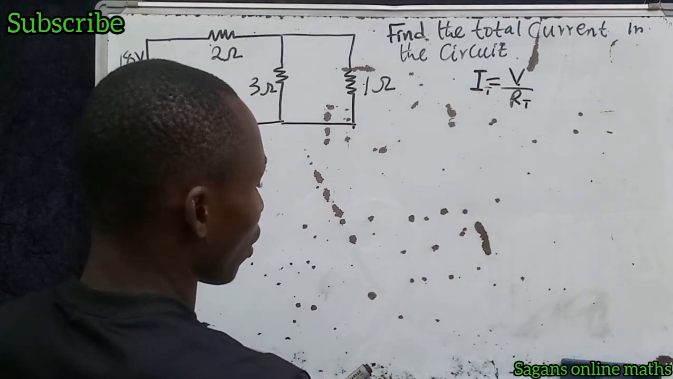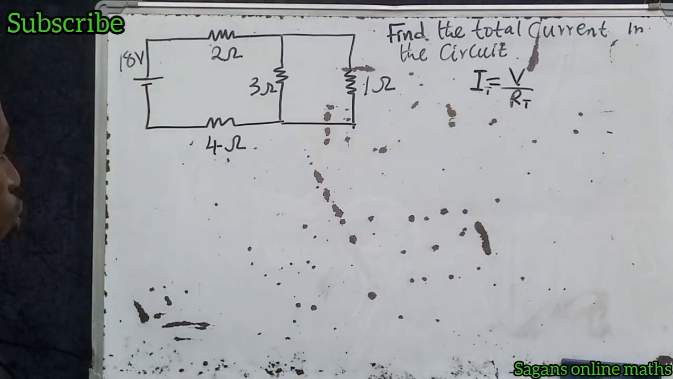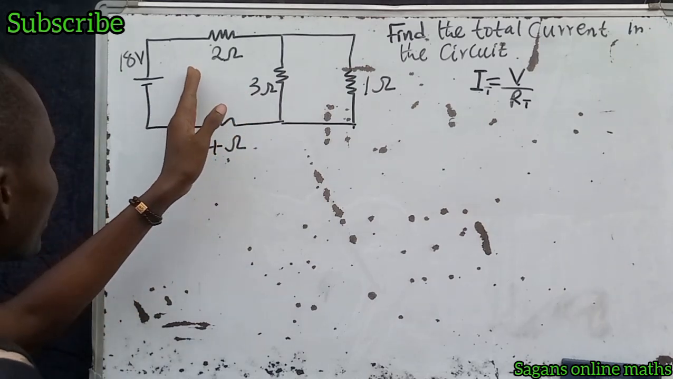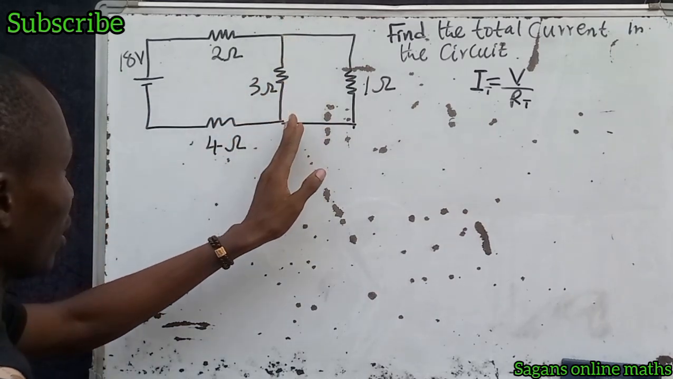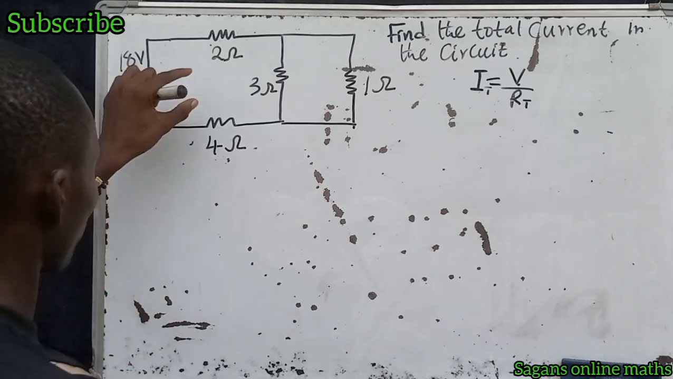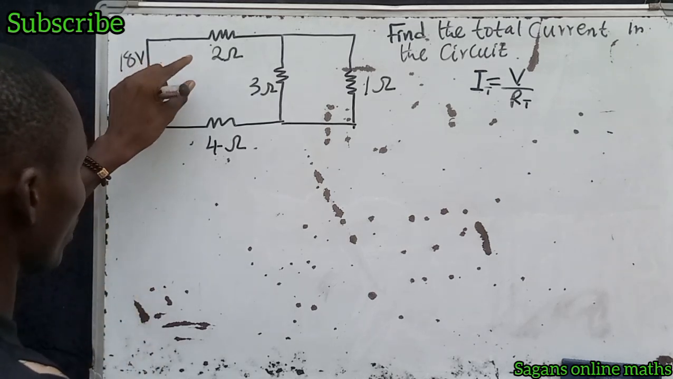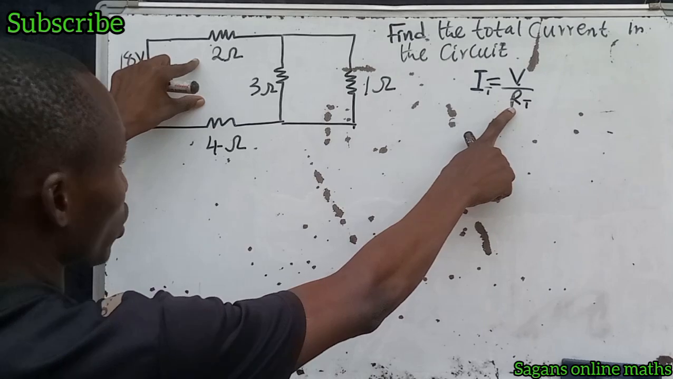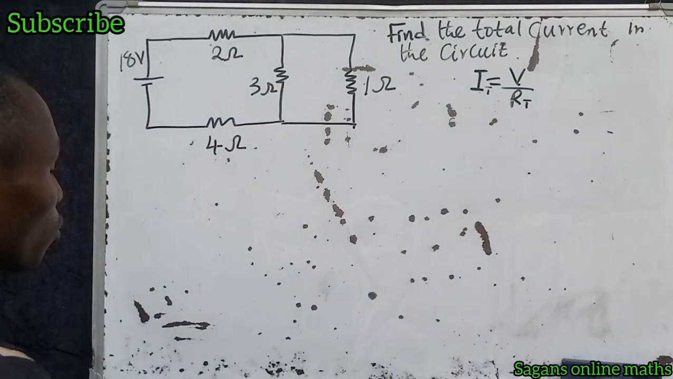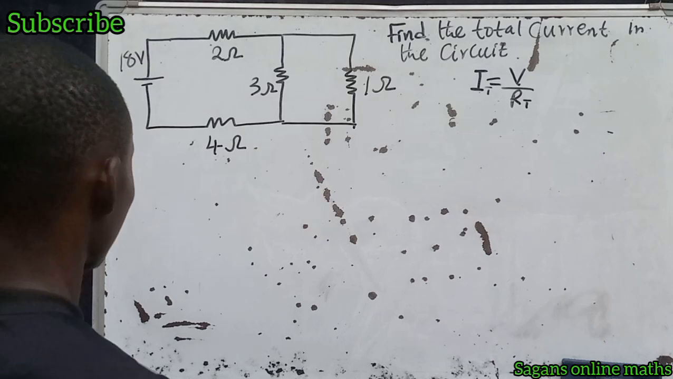Okay. Now what we are going to do here, we don't know the total resistance in this circuit, and this circuit is dealing with series and parallel circuit. This is parallel, this is series. Now first of all, what you have to do here is to know the formula for series connection, the series resistor, and the parallel resistance.